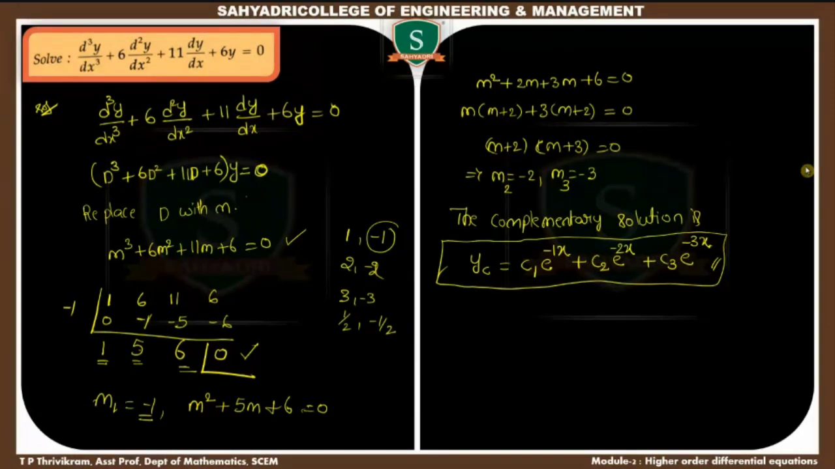You may get a doubt why we have to write e power something into x only. Suppose here e power minus 1 x is there. Sir, how did you take that m square plus 5m plus 6? These I have extracted from the cubic equation only.